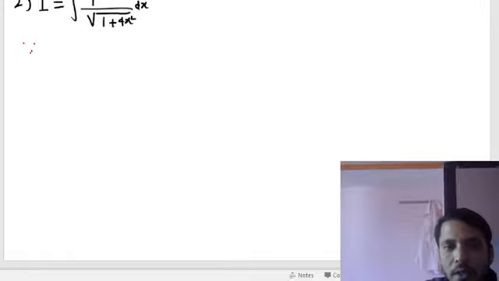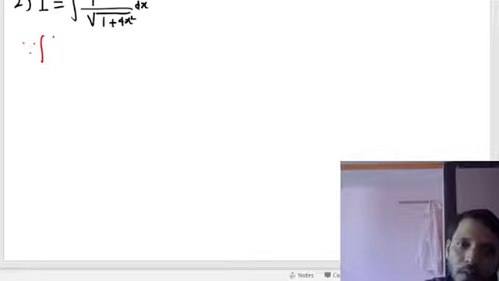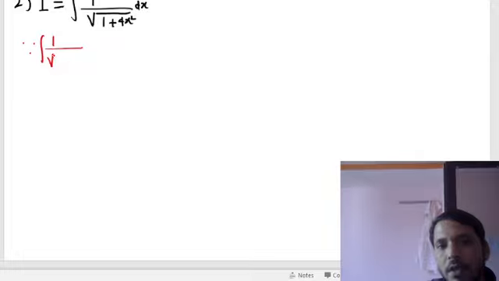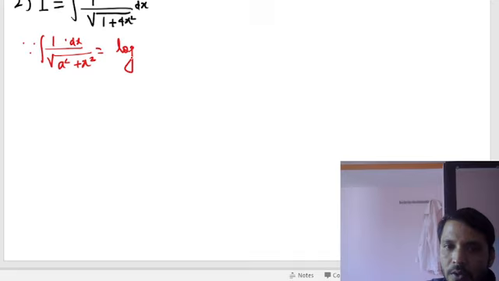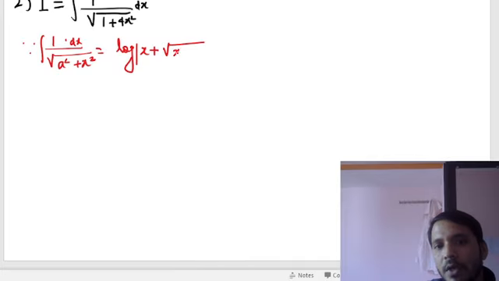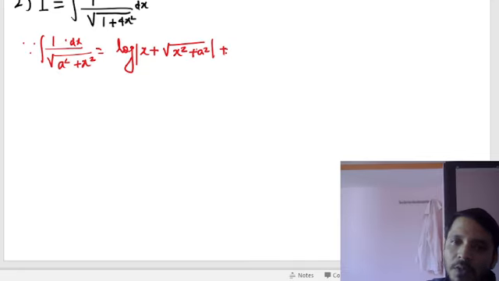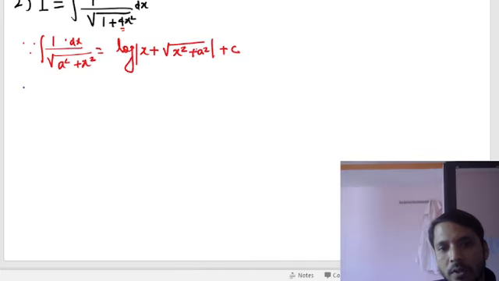Means we know that integration, if you have 1 upon under root of a square plus x square, means here we can see in this formula we have the coefficient of x as 1, so then our answer is directly we are writing log of mod x plus under root of x square plus a square, plus c. But here in the given question we can see inside the root the x coefficient is actually 4, so first of all we have to make the coefficient of x equal to 1.